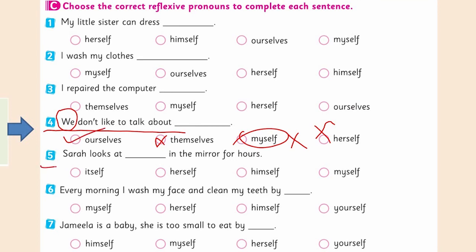Look at the fifth one here. Sarah looks at herself in the mirror. Sarah here is a feminine noun. So myself, no, we have no I here. Itself, no, we have no other thing. Himself, we have no masculine noun here. So what will we do? Yes, herself is the right answer here.